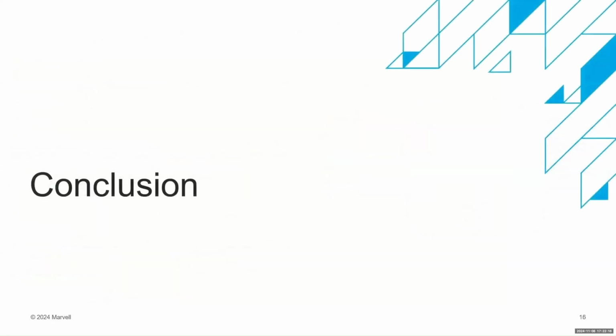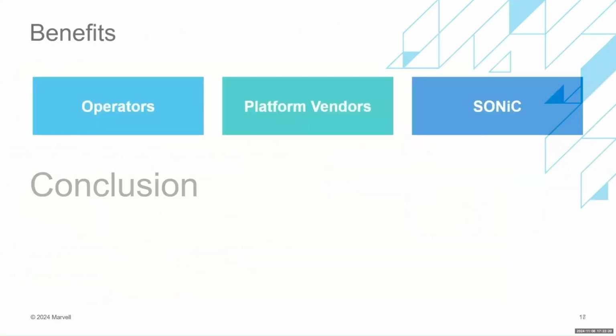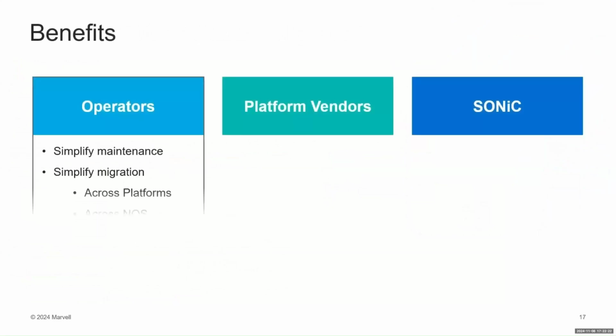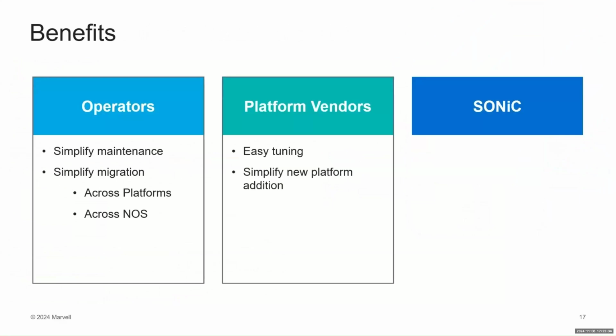Let us conclude with the benefits. For operators, it simplifies maintaining multiple SONiC platforms since the user configuration remains the same. Further, BYOC simplifies the migration of black box network operating system configurations to SONiC. For platform vendors, BYOC helps easy tuning of SONiC behavior to optimally use the hardware capability. It also allows the addition of newer platforms in SONiC without having to do SONiC code changes.